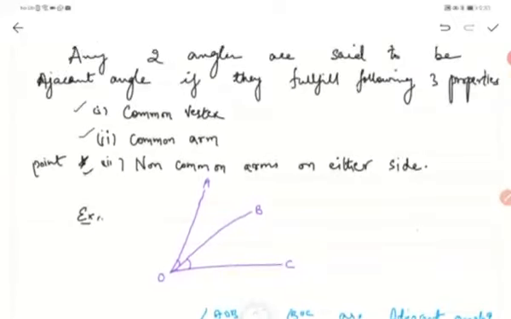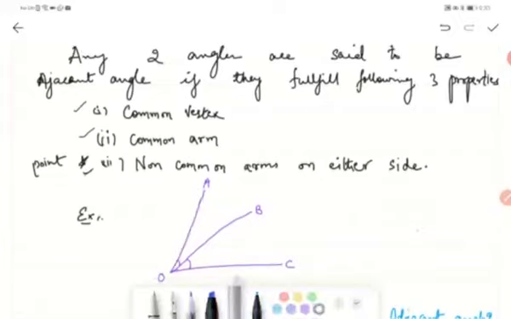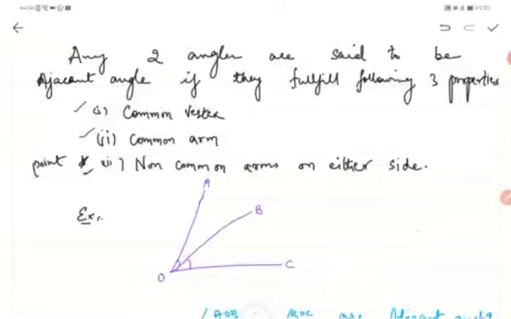Okay, now I have three lines like this, which are intersecting at point O. Three lines AO, BO, and CO, so they are intersecting at point O. So let me take this angle AOB, and the other angle is angle BOC.